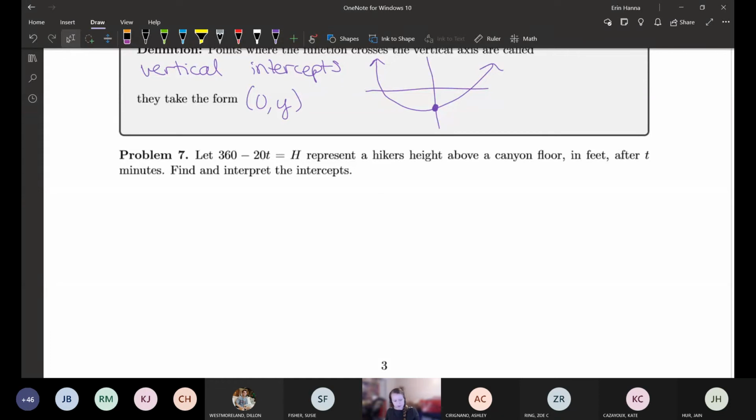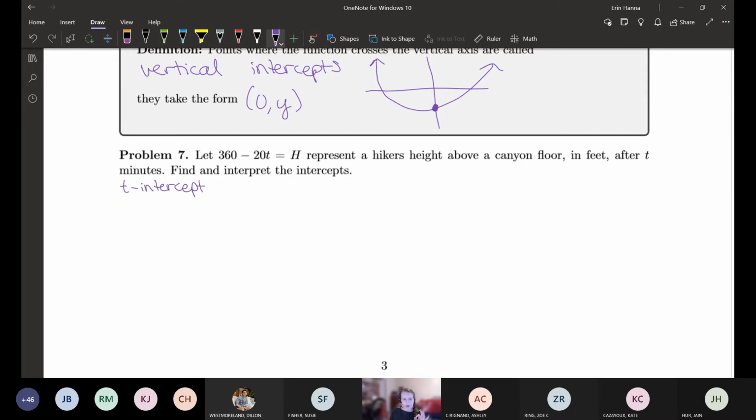So let's say we have this function 360 minus 20t equals h. Again, not necessarily an x-intercept and y-intercept. It represents a hiker's height above a canyon floor in feet after t minutes, and we want to find and then interpret the intercepts. So say I want to start with the t-intercept.